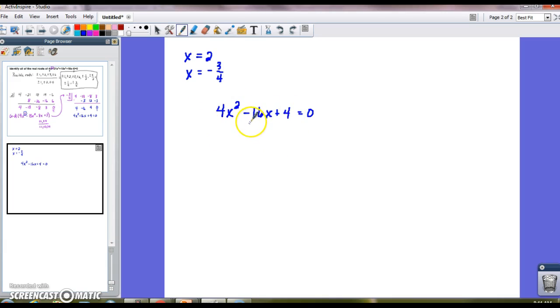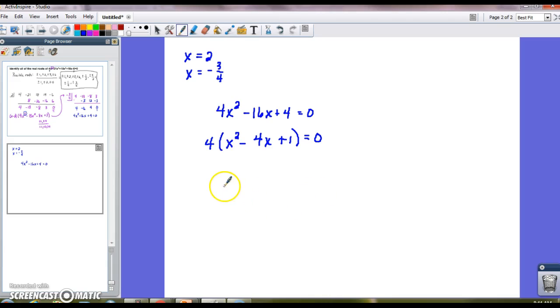Now I'm down to something that I know how to factor if I can factor it. Okay, this I know I can take out a GCF. If I take out a GCF of 4, I end up with x squared minus 4x plus 1 equals 0. And when I look at this, there's nothing I can factor, right? There are no two numbers that add to -4 and multiply to 1, which means I either need to complete the square or I need to use the quadratic formula.